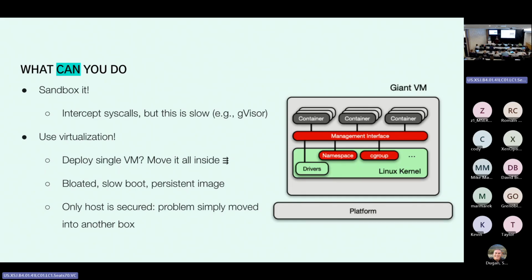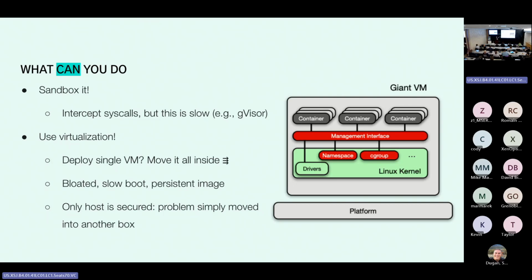Well, we're at a Xen conference, so we can use virtualization. We can deploy a single virtual machine and move everything inside the virtual machine like shown in the picture. But that means that we have a simulated virtual machine with a full distribution installed. It takes time to boot up. It has a persistent image and state. In this example, what we're only securing actually is the host from the applications in the container.